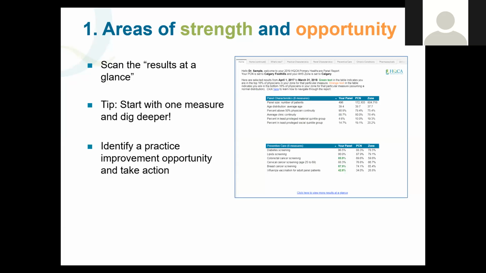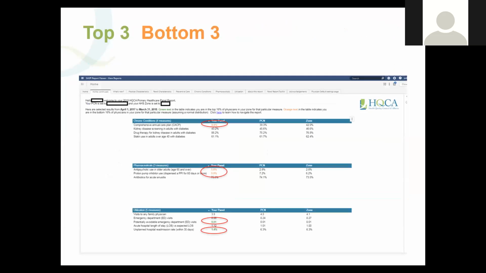So scanning the results at a glance, start with one measure and then dig deeper, and then identify a practice improvement opportunity and take action. Just remember that an item that is green in color is one that represents being in the top 16% of physicians within the zone if you're looking at a physician report. And the yellow in color are those in the bottom 16% of those physicians within the zone. So these were just the examples that we showed last time.